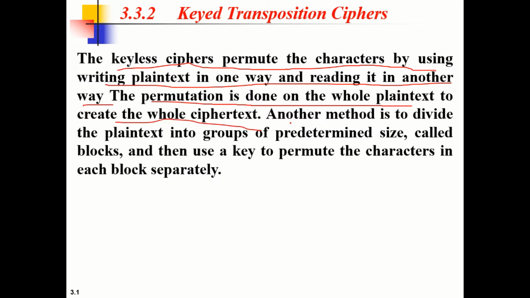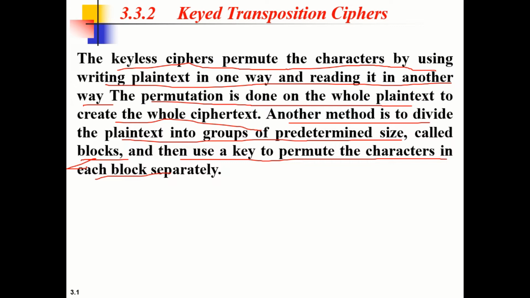text. Another method we have is to divide the plain text into groups of a predetermined size, which we call blocks, and then we use a key to permute the characters in each block separately. Dividing the plain text into blocks is something we have done earlier also in the Hill cipher and the Playfair cipher, where we divided the given plain text into pairs or blocks, and then dealt with it.